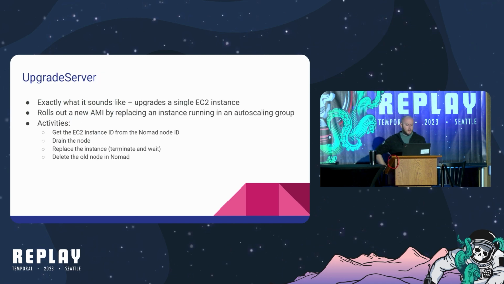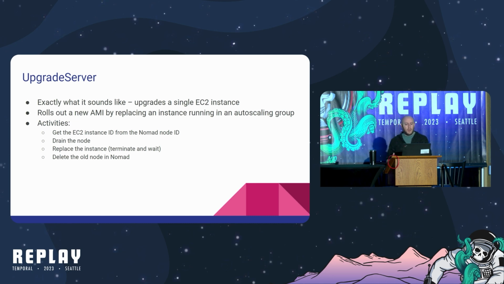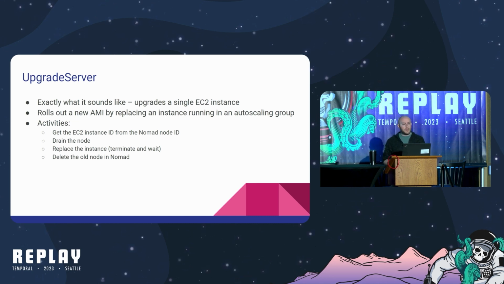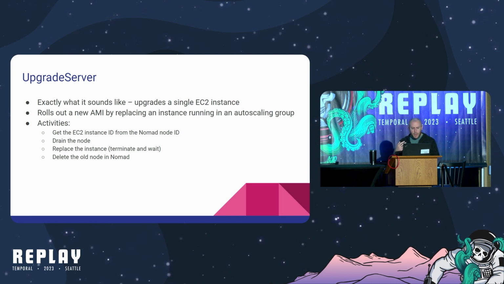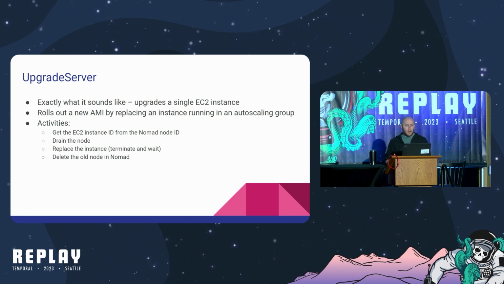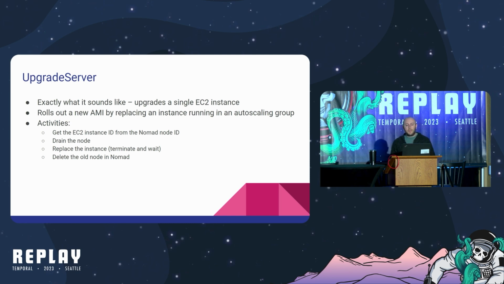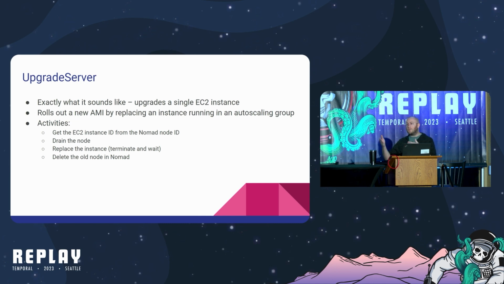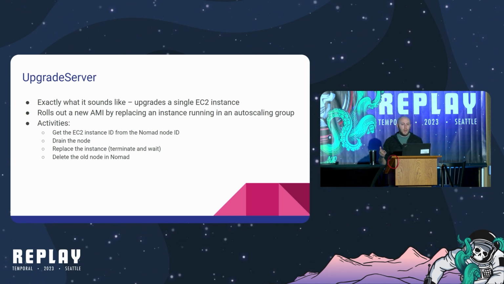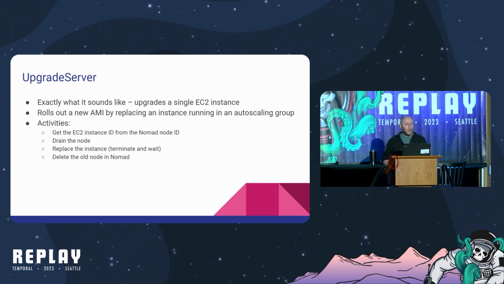So upgrade server is the first one I'll talk about, and it's exactly what it sounds like, right? It is a workflow that goes ahead and upgrades a single EC2 instance. It does this by rolling out an AMI, an Amazon Machine Image, to replace a single instance within an auto-scaling group. So progressively, we will go through and run this a couple times. And at the end of the day, that auto-scaling group will have the new software.